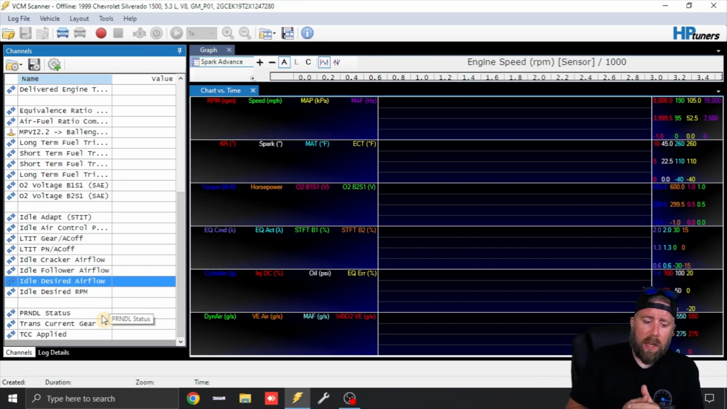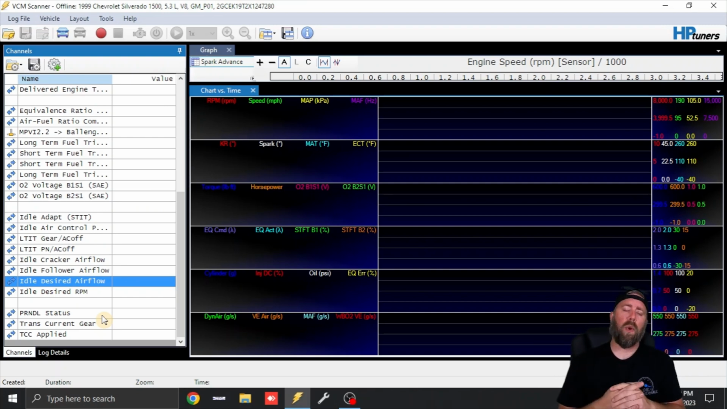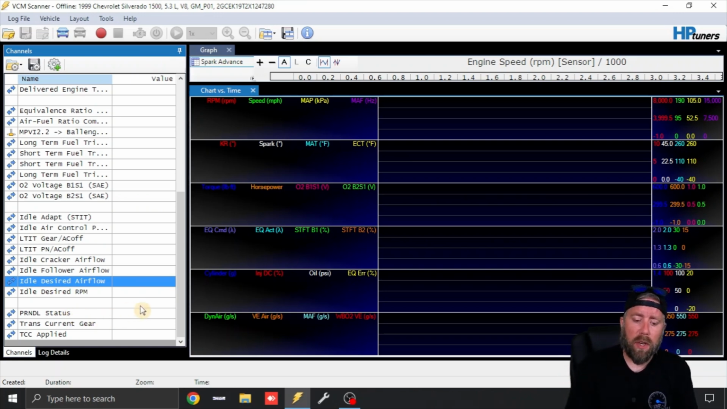Coming up towards the end, PRNDL status, that is our park neutral safety switch. That is going to tell you if you're in park or in drive. A lot of swaps have this issue where their vehicles are just constantly in drive, and that will need to be corrected to get your idle airflow correct. This is where you can watch that.